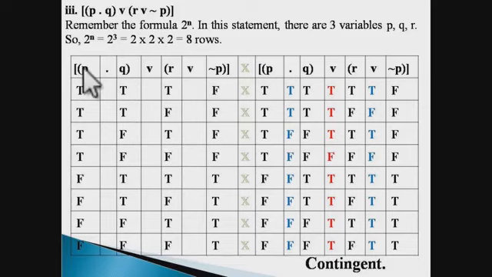Now we have 8 rows. We're going to have true, true, true, true, false, false, false, false. And then the next variable will carry true, true, false, false, true, true, false, false. And then the third variable will carry true, false, true, false, true, false.